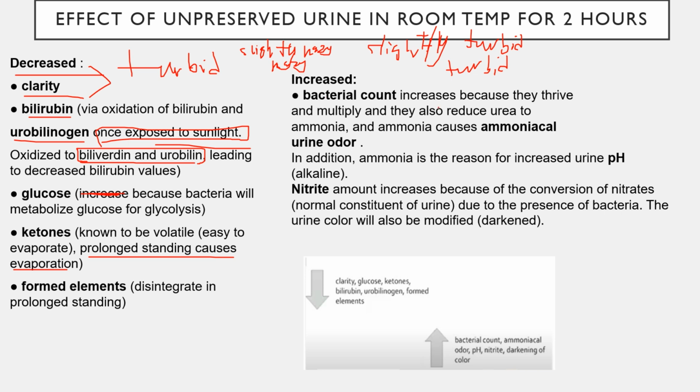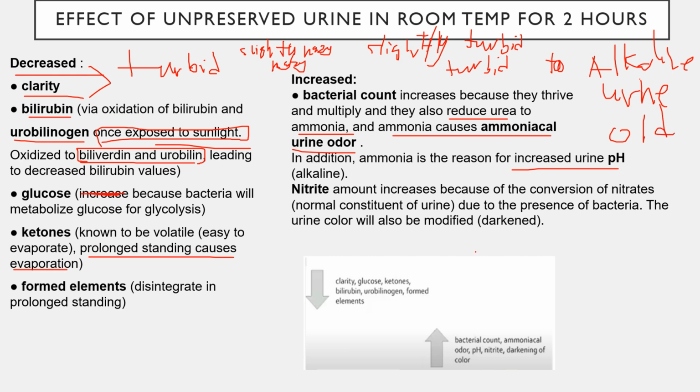Increase naman, class, there would be an increase in bacterial count because again, they would thrive and multiply. They would also reduce urea to ammonia, and ammonia causes ammoniacal urine odor. In addition, ammonia is the reason for increased urine pH. So yung pH, class, if you let urine stand, the pH increases. So if you have a too alkaline urine, pakitandaan to. If you have a too alkaline urine, most likely the sample is old na, more than 2 hours.